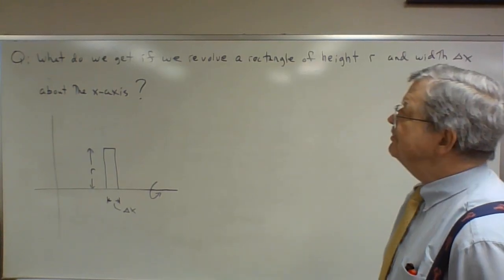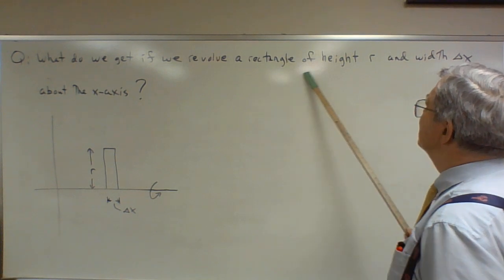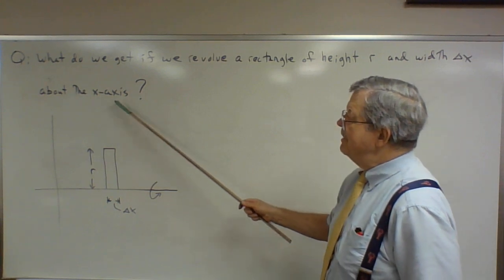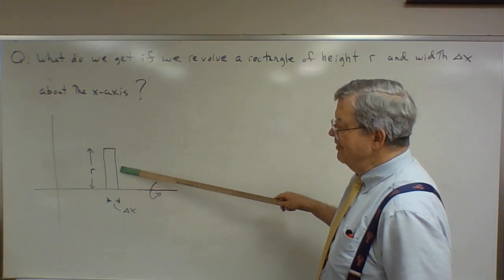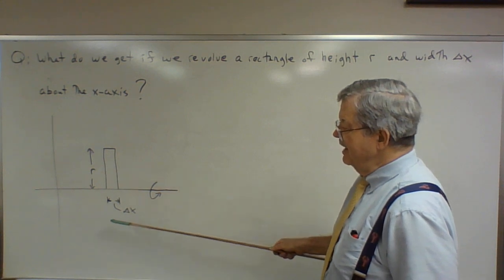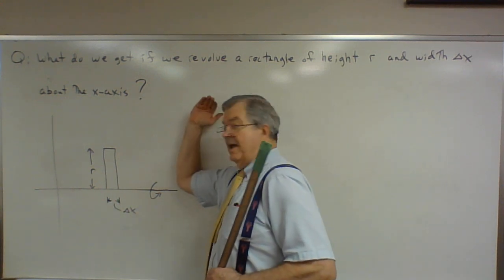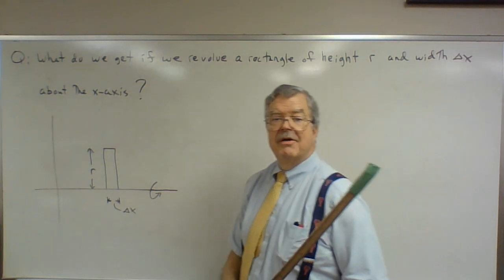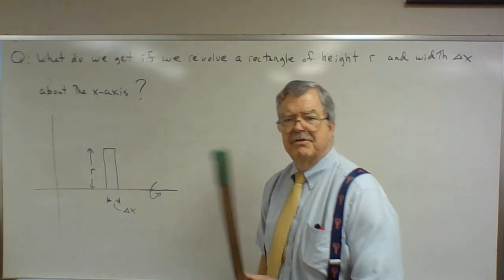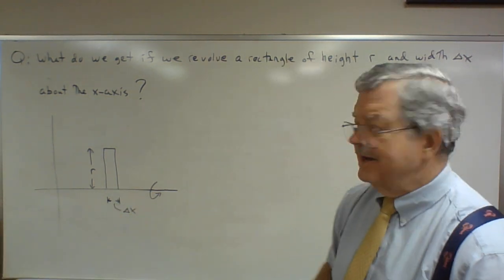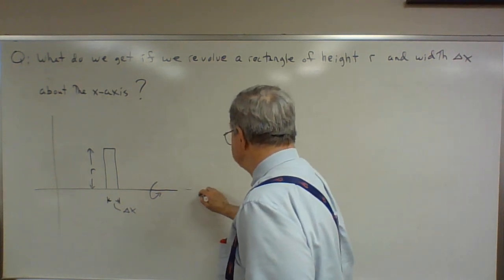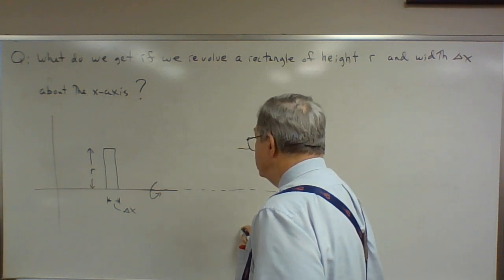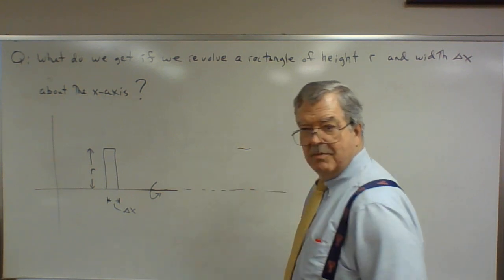Okay, next question. What do we get if we revolve a rectangle of height r and width delta x about the x-axis? Here's our rectangle. It has height r. It has width delta x. And we're going to take that rectangle and revolve it all the way around the x-axis, 360 degrees. What are we going to get? Well, we'll just see.